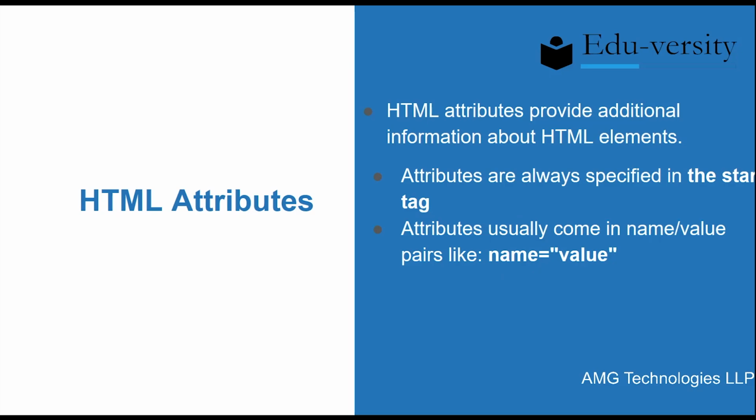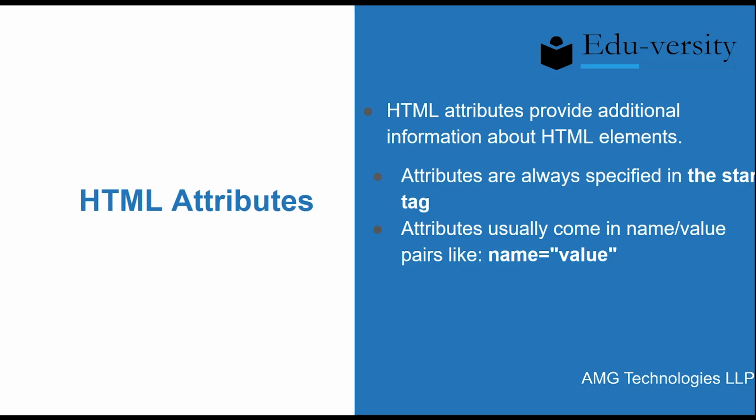An HTML attribute provides additional information about an HTML element. Let's suppose we have an h1 tag with an opening tag and a closing tag, and in between them we have some data. But what if we want to provide additional information about the data? What if we want to set the size of that data? What if we want to set the color of that data? For that we use HTML attributes.